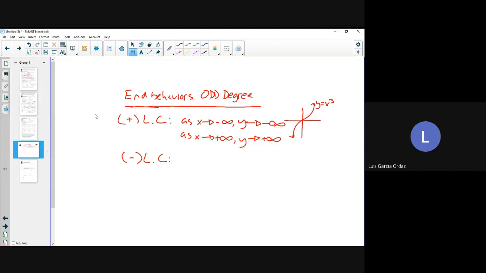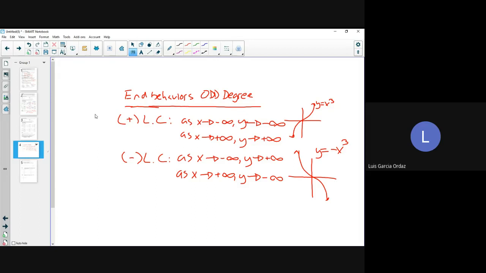And when we have a negative leading coefficient, it is just the opposite for the y approaching part. So as x approaches negative infinity, y approaches positive infinity, and as x approaches positive infinity, y approaches negative infinity. And an example of that would be y is equal to negative x cubed, because our leading coefficient is negative 1.